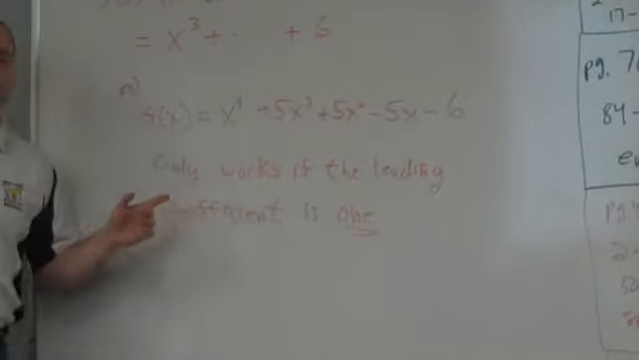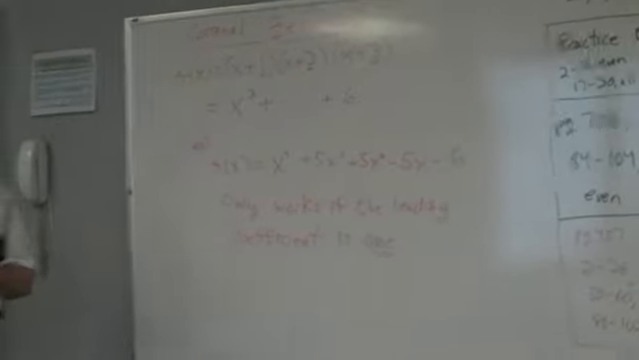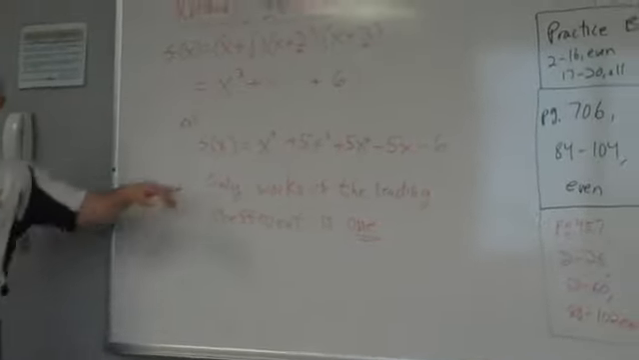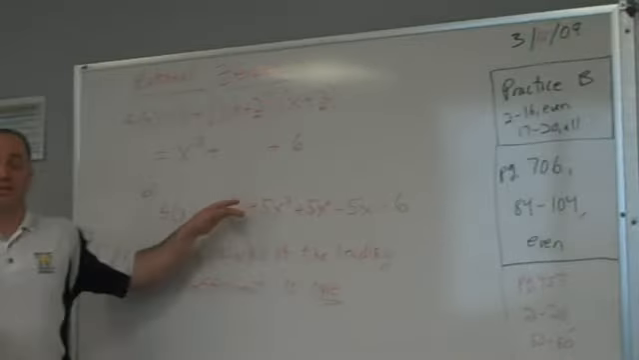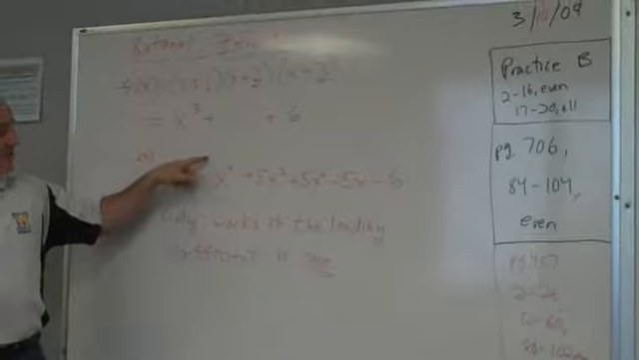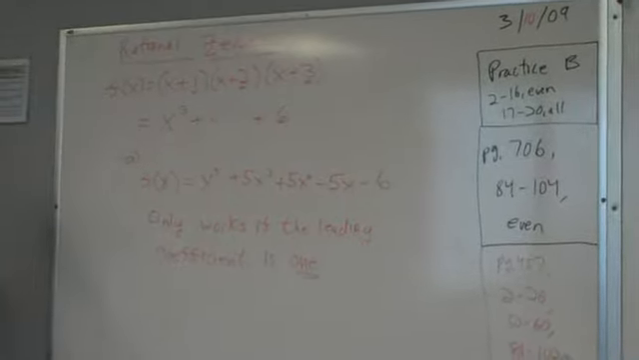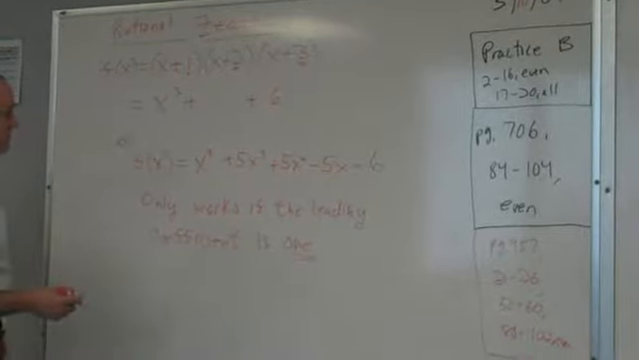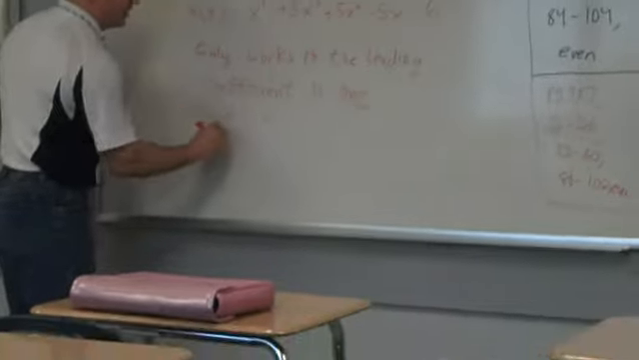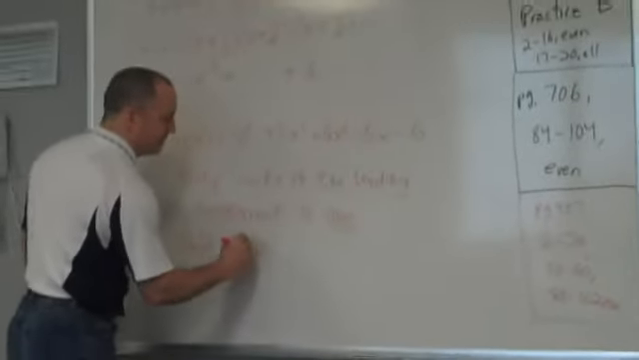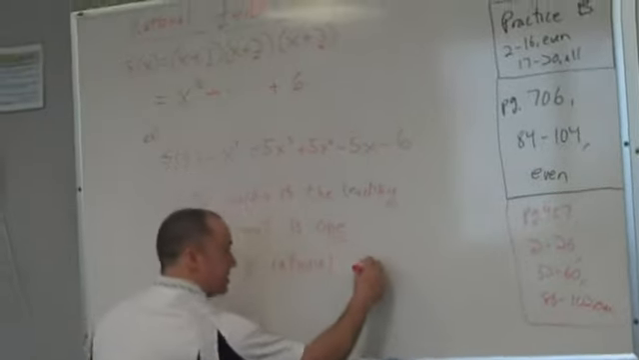Okay. The trick I'm about to show you only works if the leading coefficient is 1. The leading coefficient is on which term? X to the 4th. Even if they're out of order, it's always on the term with the highest exponent. So it's the one with the x to the 4th, and the leading coefficient is 1. So this trick will work. The other thing you need to know is this only finds rational solutions.